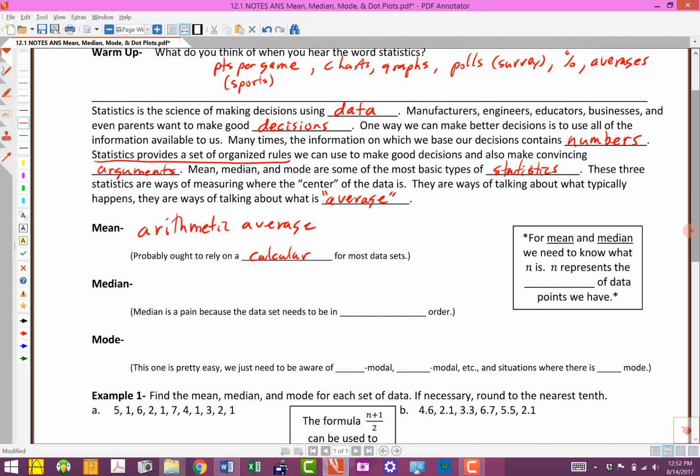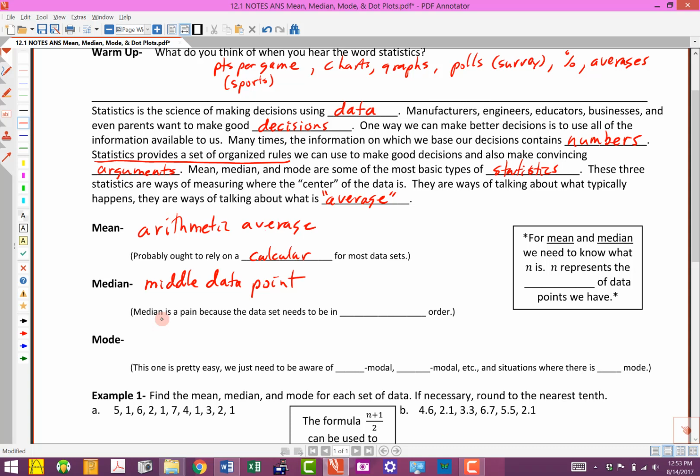Okay, the median, the word median actually means middle. So when we talk about the median, we're talking about the very middle data point. Okay, so we've got the mean, that's the arithmetic average. That's what we typically think of when we talk about average. Add them up and divide by however many there are. Okay, median is the middle point.